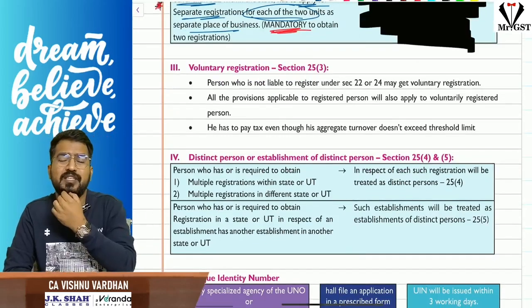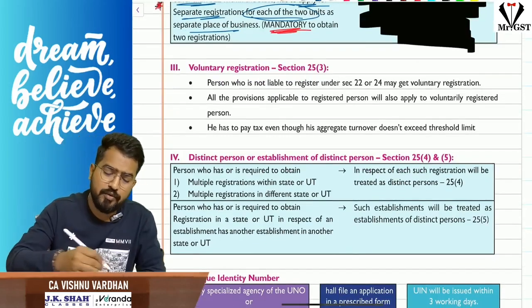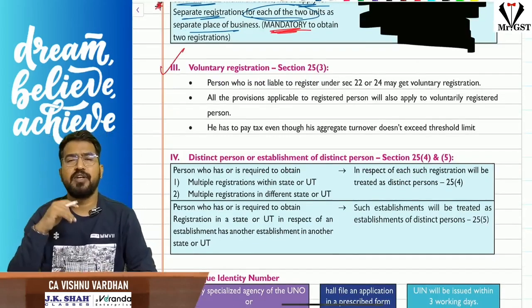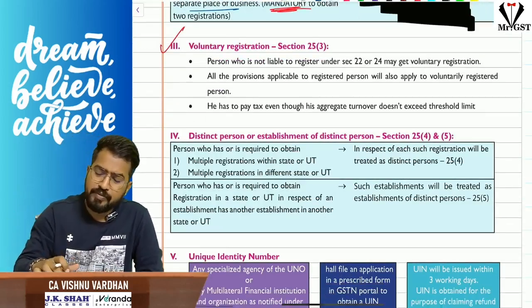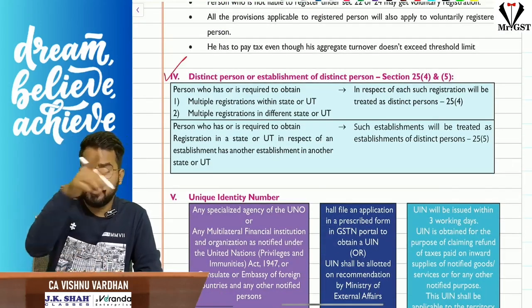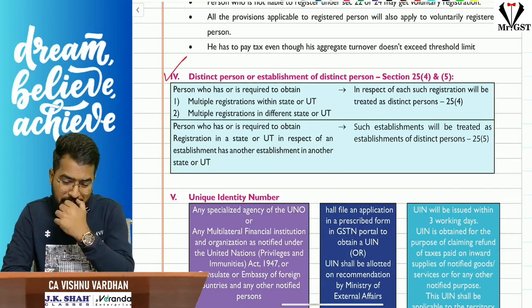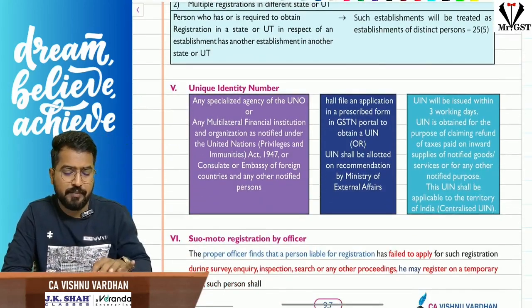Sir, I am not liable for registration under section 22 or 24, sir. Can I go for voluntary registration? Yes, happily you can take voluntary registration. Nobody is stopping you. And distinct persons were already discussed in the supply chapter. Okay, section 25 subsection 4 and 25 subsection 5.